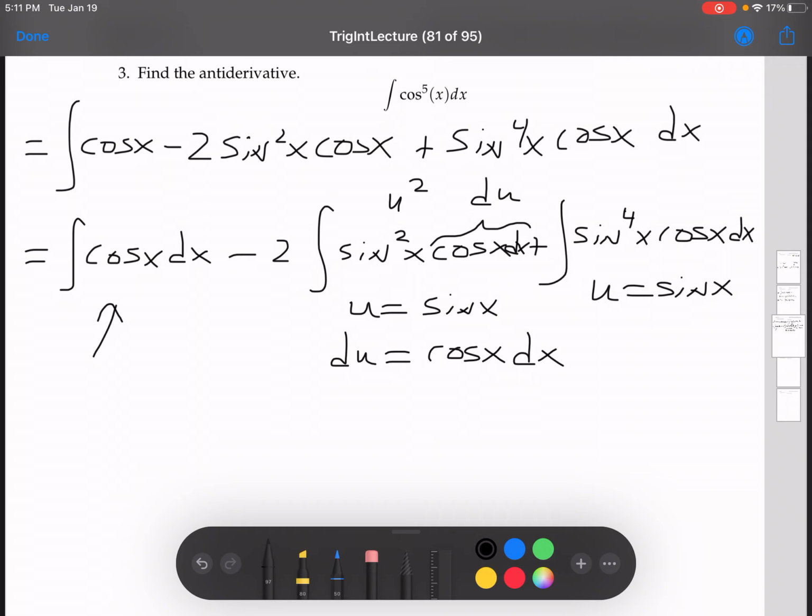And that's how you would solve it. I'm not going to take it any further because we've already covered the u substitutions with these. But those are the u substitutions that you would use to solve this.